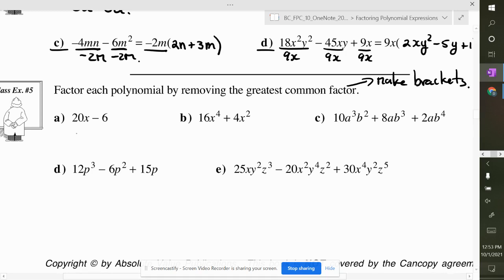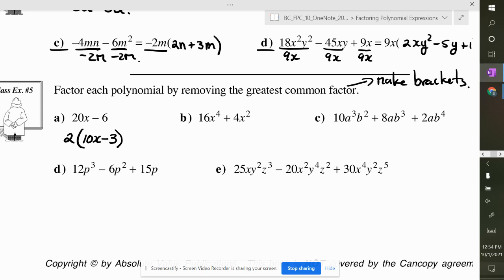So I look at this and I go, okay, what's the greatest common factor of 20 and 6? 2? Okay, is there an x in both? No. So I bracket it. What's left inside? (10x minus 3), because you divide each term by your greatest common factor. Is that okay? All right.